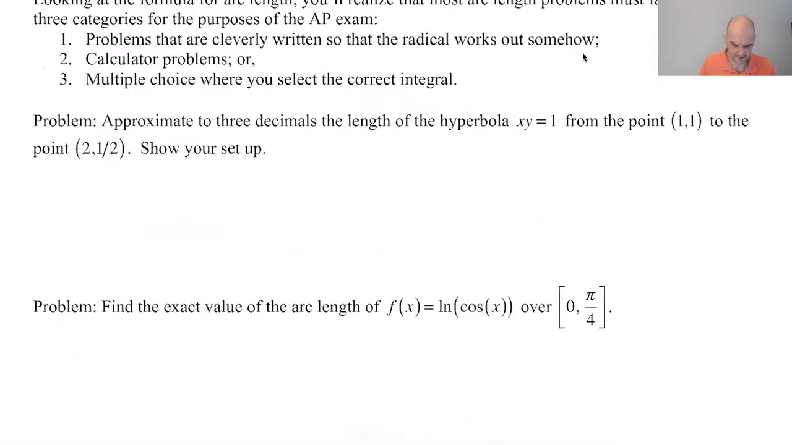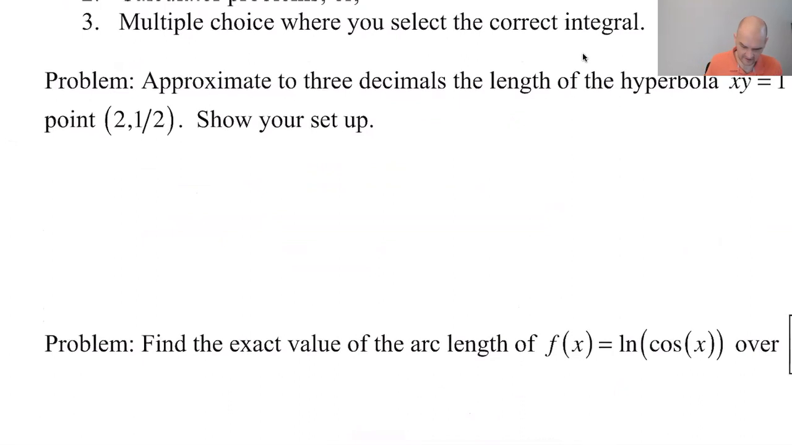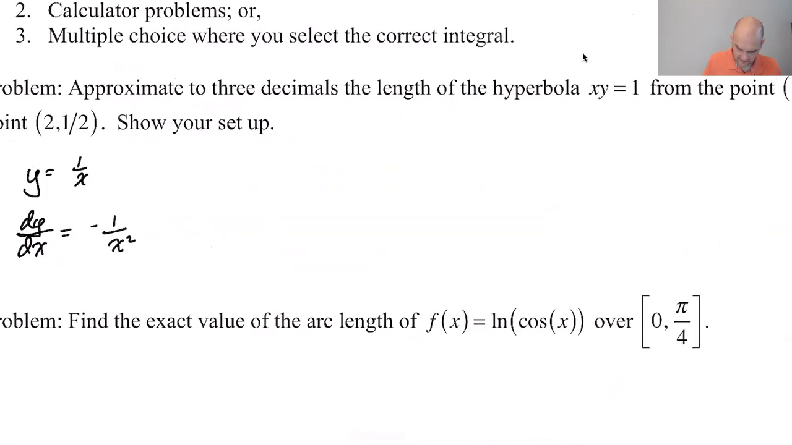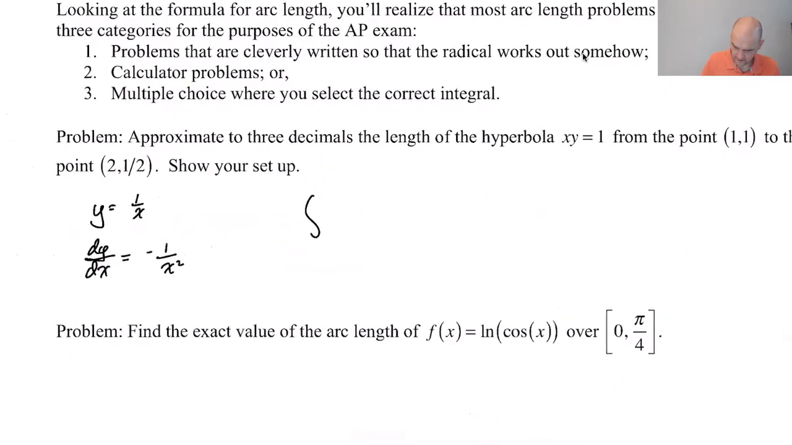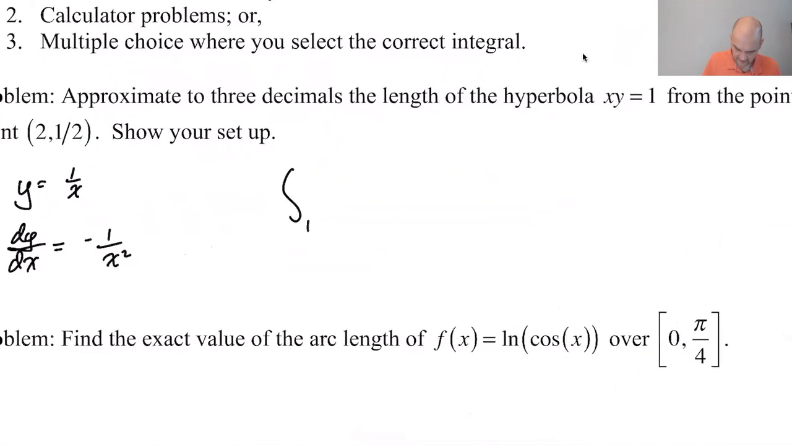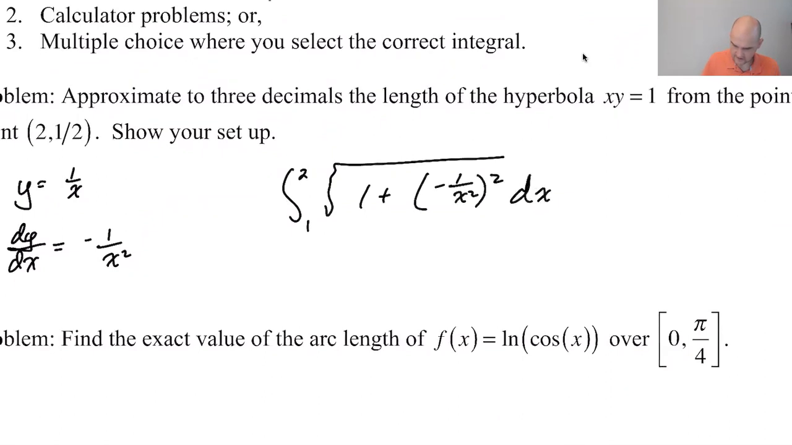So let's see if we can do a couple. Approximate to 3 decimals the length of the hyperbola xy equals 1 from the point (1, 1) to the point (2, 1/2). Show your setup. All right, so first of all, I need a function. So I'm going to say y equals 1 over x, which means that dy/dx is negative 1 over x squared. And so all we're really doing here is the integral from x equals 1 to 2 of the square root of 1 plus (negative 1 over x squared) squared, dx.